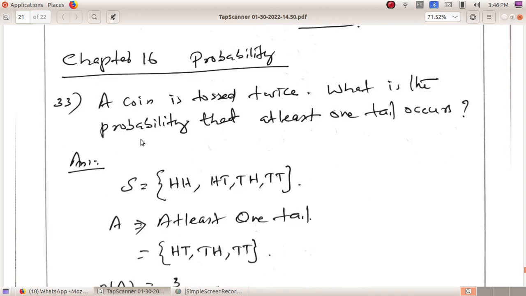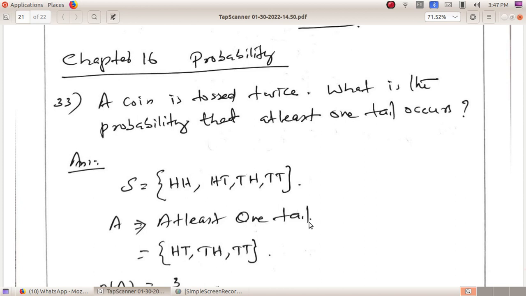And last in chapter 16, probability. A coin is tossed twice. What is the probability that at least one tail occurs? You toss two coins, then you will get head for the first coin and head for the second coin. So HH. Head for the first coin, tail for the second, HT, and so on. TH, TT. What is the difference between HT and TH? Here, H for the first coin, T for the second coin. Here, tail for the first coin, head for the second coin.